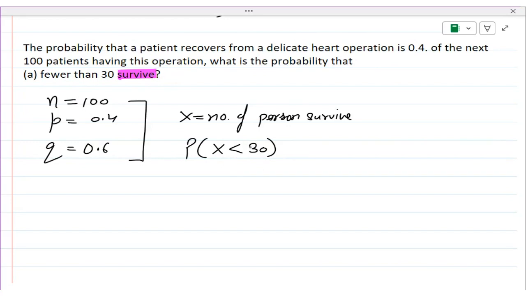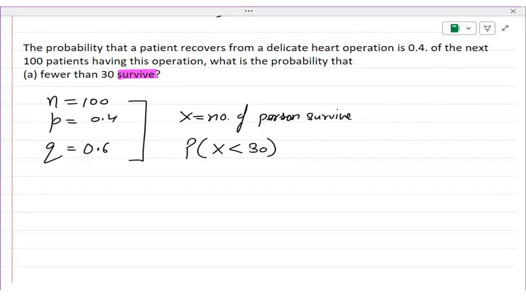This is a question of binomial distribution. Less than 30 means 0, 1, 2, 3, 4, 5, 6, 7, 8, 9 up to 29. But if you try to do it using the binomial distribution, you will not be able to, because you would have to add so many terms. But now you know that we can approximate this with the help of the normal distribution. Only one thing is here: the binomial is discrete and we are doing the continuous. So first we have to add the continuity or correction factor.